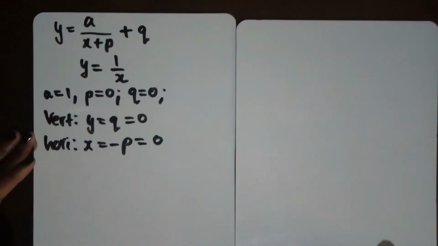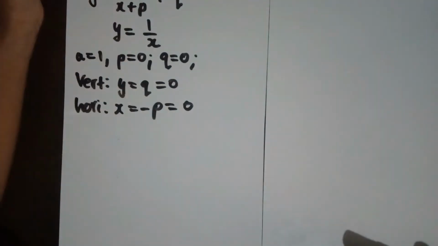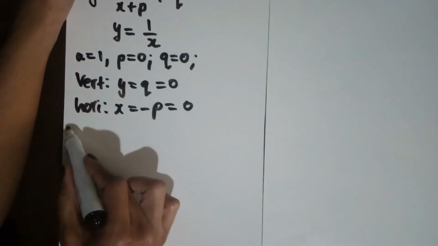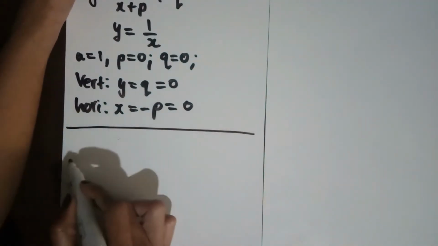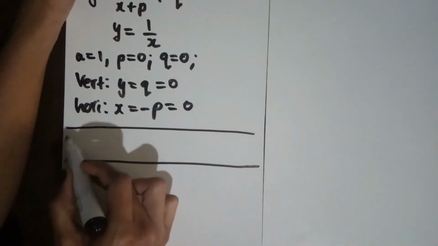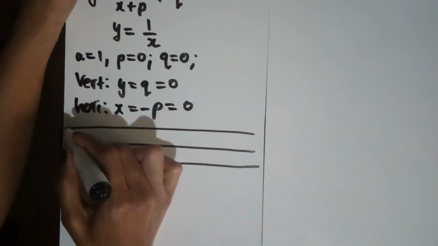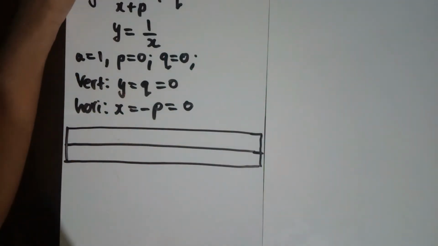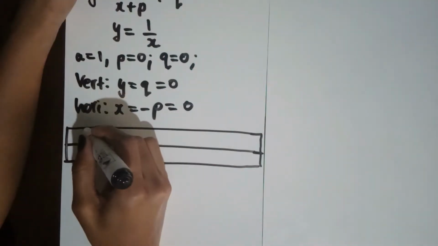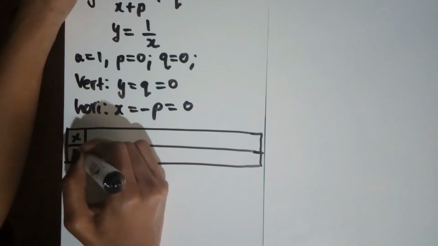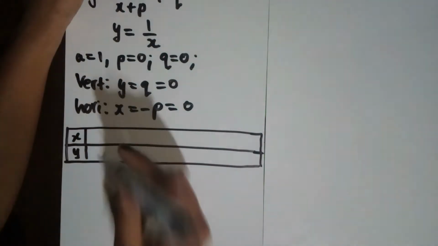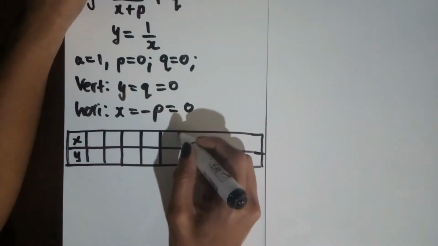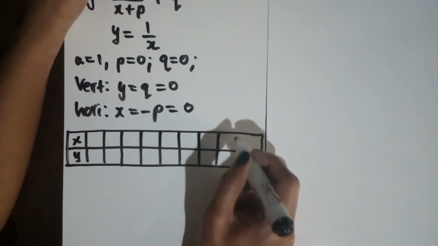Let's continue. We're trying to plot this function over here. How can we do that? As we've done with the parabolic function, I start by drawing a table. You can also use your calculator. It's just unfortunate that I don't have a calculator. So you have x and y, right? x is your independent variable, and y is your dependent.